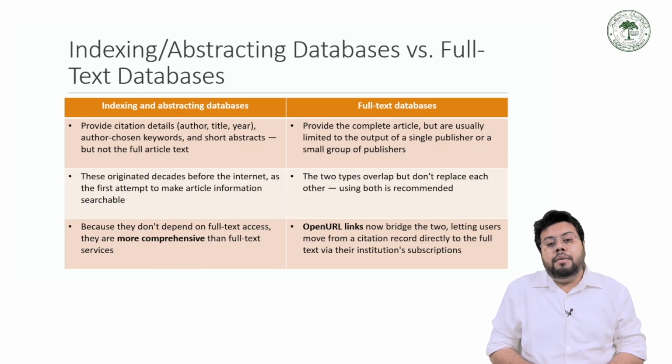A common mistake students make is assuming one database will do everything. It won't. You need both types, and increasingly open URL links are stitching the two together. So when you find a citation in an indexing database, a link can take you straight to the full text if your institution subscribes to it. If you click one of these links and it leads nowhere, that usually just means your library doesn't have access to that particular journal, not that the system is broken.